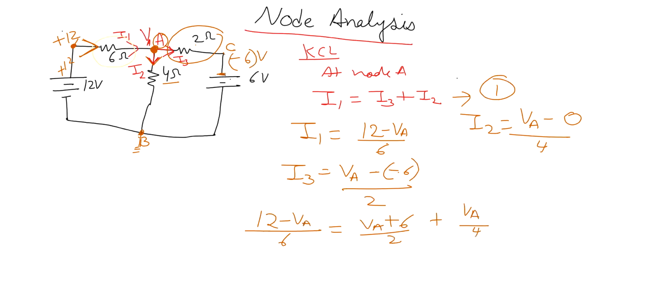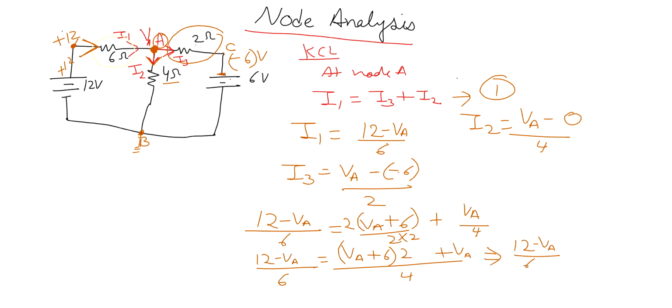So solving this equation, this is (12 minus VA) over 6, plus 6 times 2 plus VA divided by 4. So we have to make the denominator common. This was 4, so I will multiply this whole thing by 2 to get the common denominator so that we can solve. Further, it will be (12 minus VA) divided by 6 is equal to (2 VA plus 12 plus VA) divided by 4.